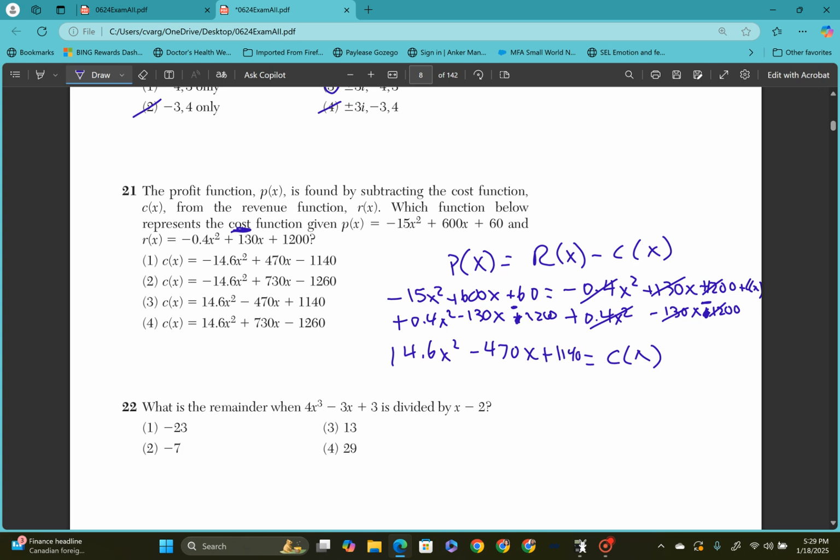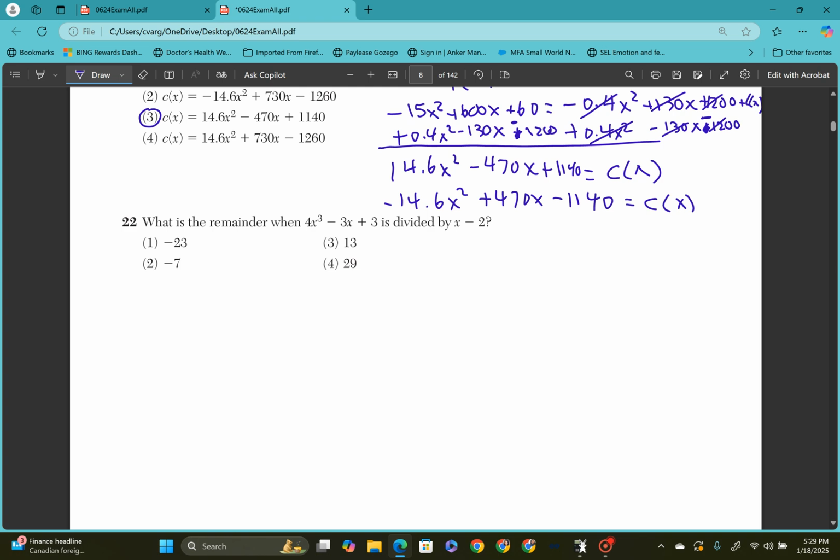The answer that this is going to give you when you actually do it, you could also have negative 14.6x squared plus 470x minus 1140 equals C of x. Both of those functions will work, and you have to see which one matches. The one that matches is choice 3. 14.6x squared minus 470x plus 1140.